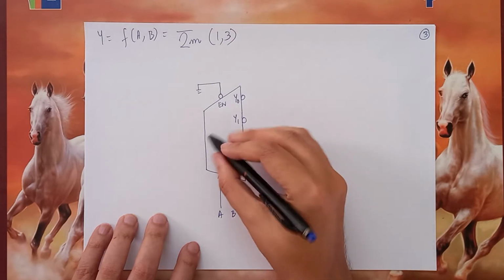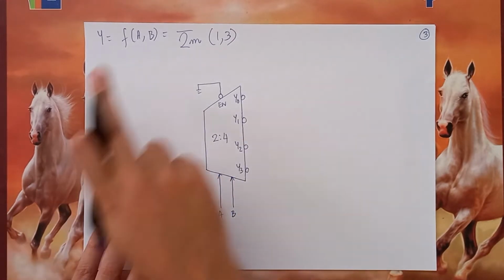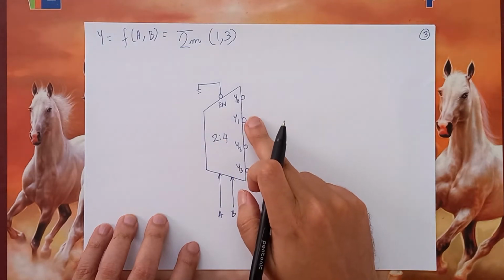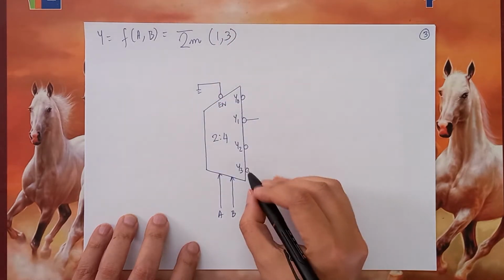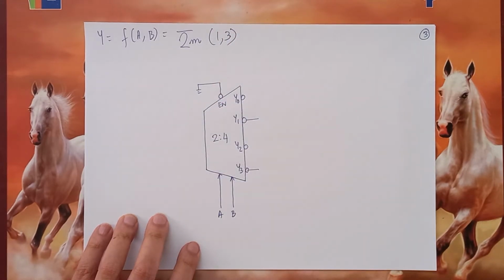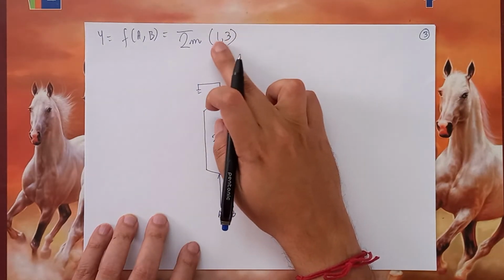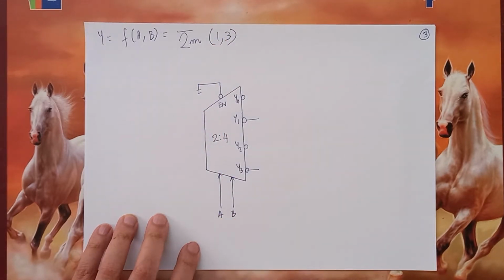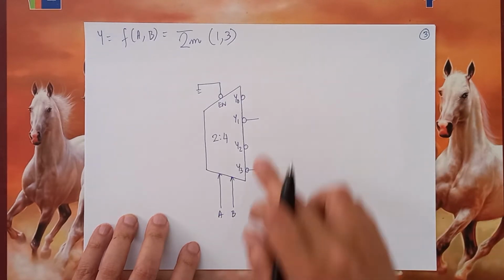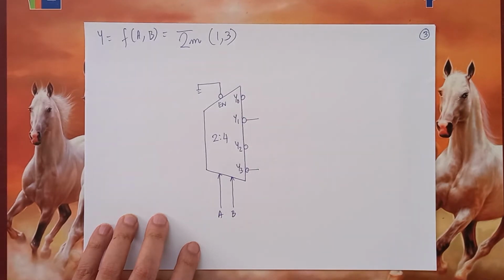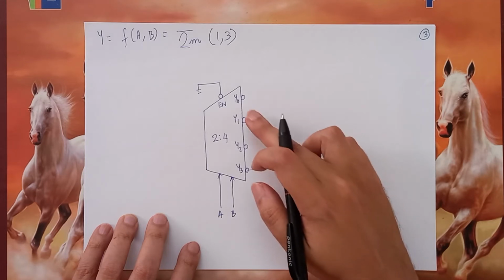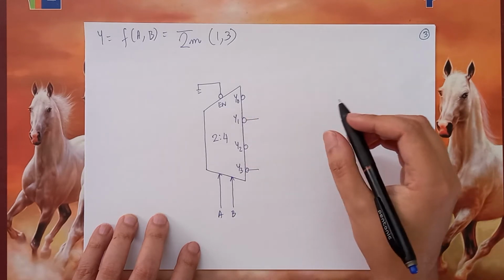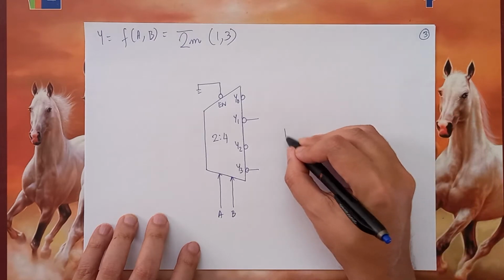So if A and B is 0 and 1, Y1 will become 0. And if A and B are 1, 1, Y3 will become 0 while the rest will be 1. So for these two input combinations 0, 1 and 1, 1, we want that the output should be 1. So therefore, the moment either of these two lines become 0, the output must be 1. So we need a gate where if any single one of the inputs becomes 0, the output will be 1, and that is nothing but a NAND gate.